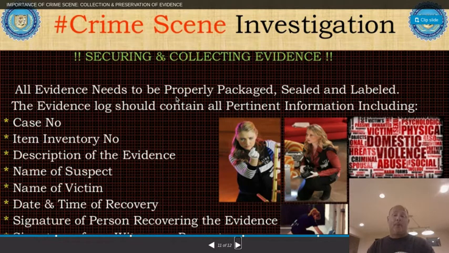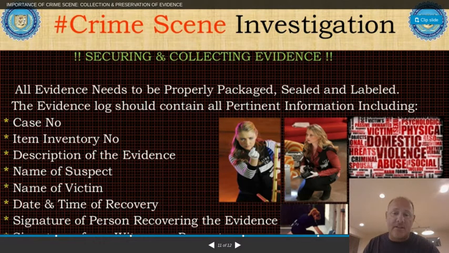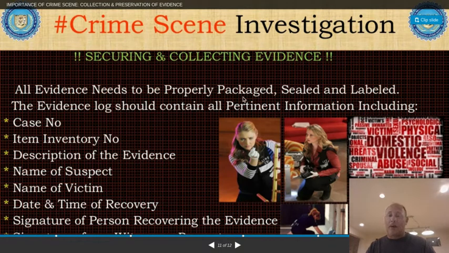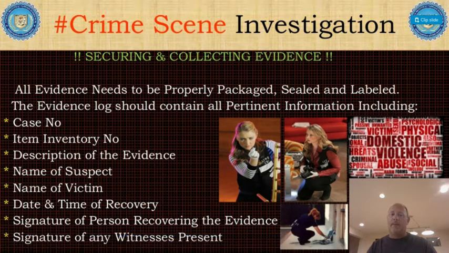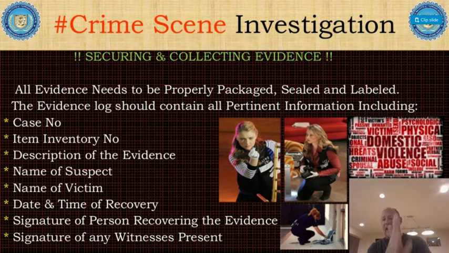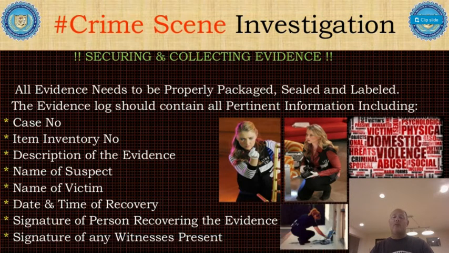All evidence needs to be properly packaged, sealed, and labeled. There are probably thousands, if not millions, of court cases that have been thrown out or lost in court because the evidence was not properly packaged, not properly sealed, and not properly labeled. There has to be a chain of custody that shows how the evidence was collected and who it was handed off to, step by step by step. If there's not, a defense attorney is going to get that evidence thrown out. They're going to say it was contaminated, it was handled by the wrong person at the wrong time, who may or may not have manipulated the evidence, and now you can't use it.